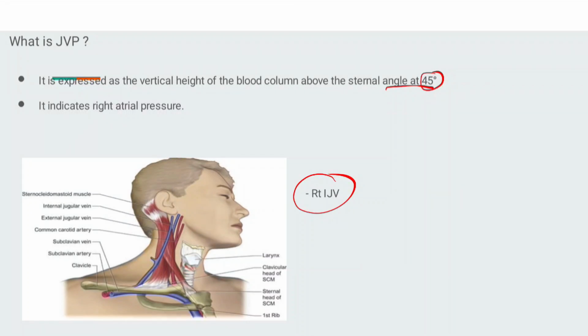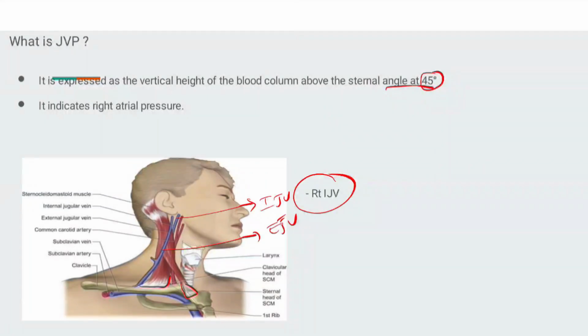And where is it located? The right internal jugular vein is located in between the clavicular head of the sternocleidomastoid and the sternal head of the sternocleidomastoid, and here it is the IJV, and this one is the EJV.